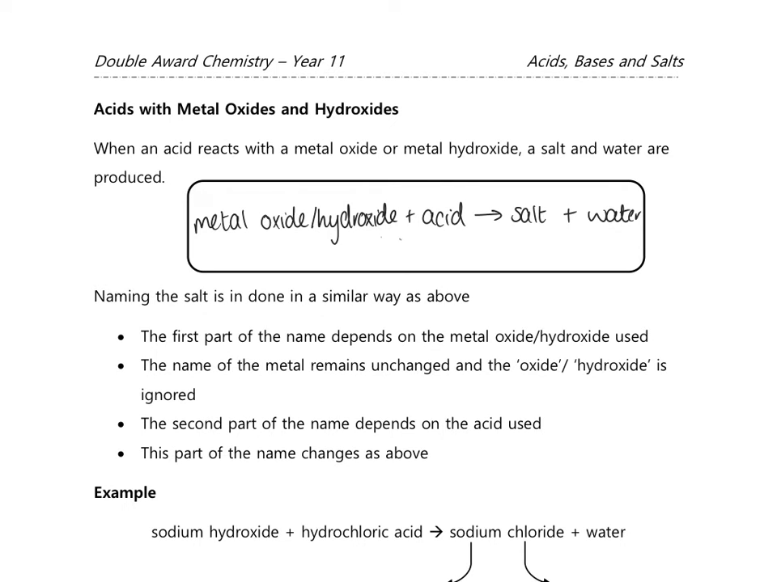Notice this equation. What we're producing here is salt and water only, and so this is a type of neutralization reaction. By definition, neutralization is when an acid reacts with a base or an alkali to form a salt and water only. So this is a type of neutralization reaction.